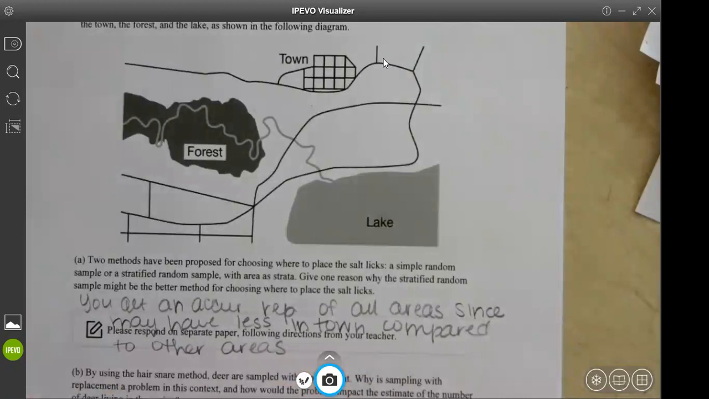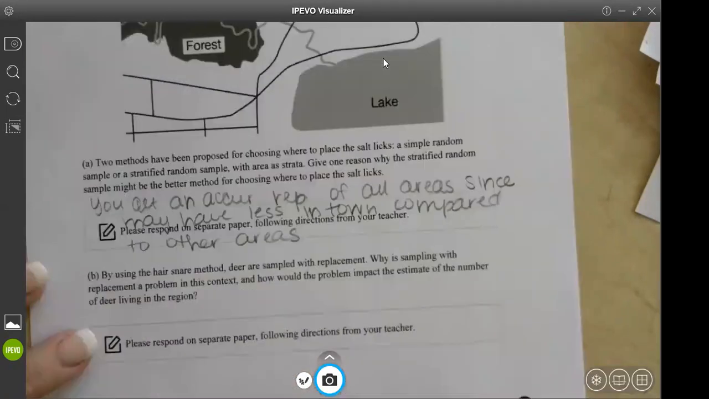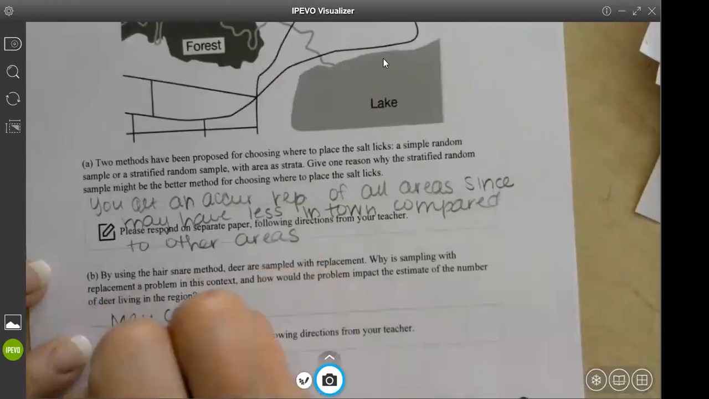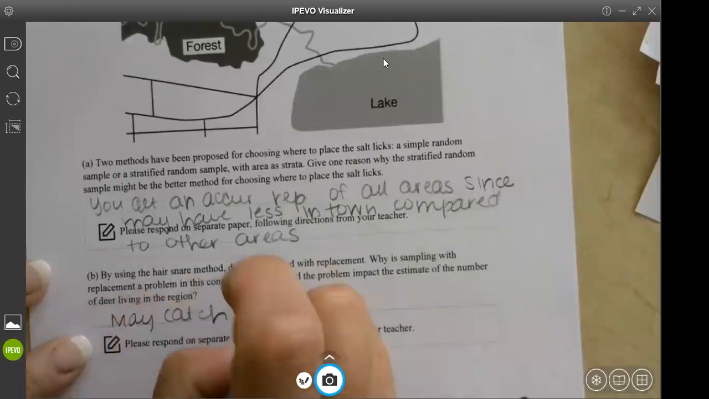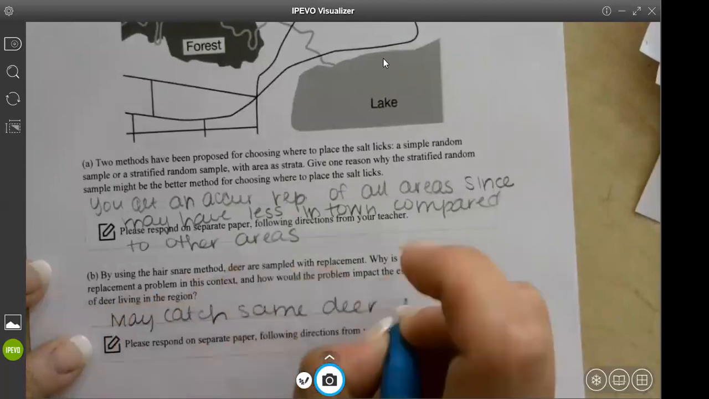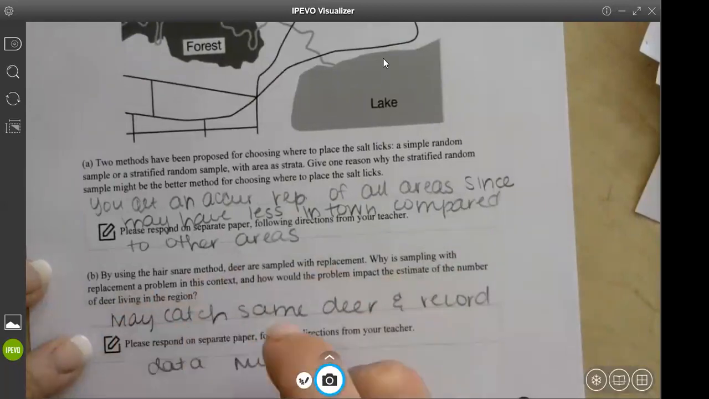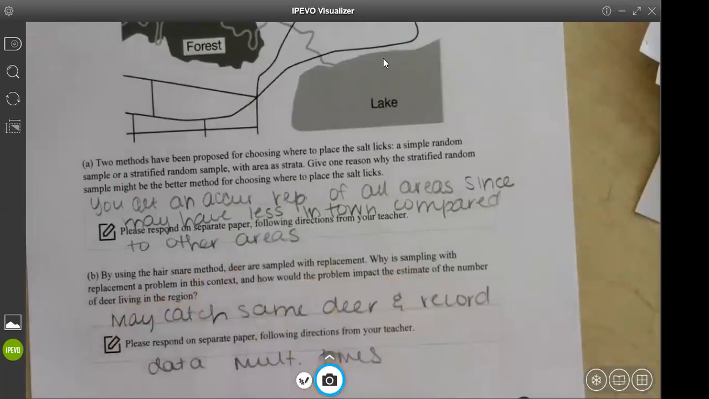By using the hair snare method, deer are sampled with replacement. Why is sampling with replacement a problem in this context, and how would the problem impact the estimate of the number of deer living in the region? This is not the same deer. Yep, may catch the same deer and record data multiple times. Very good. And that's it.